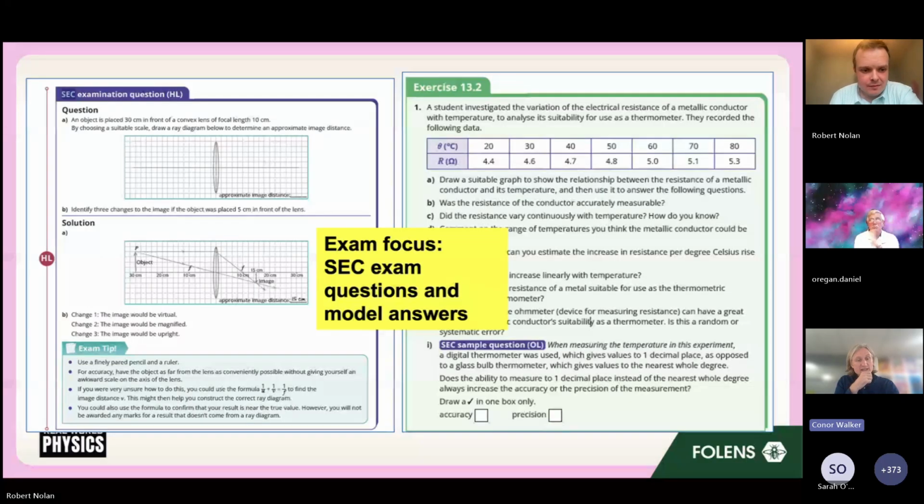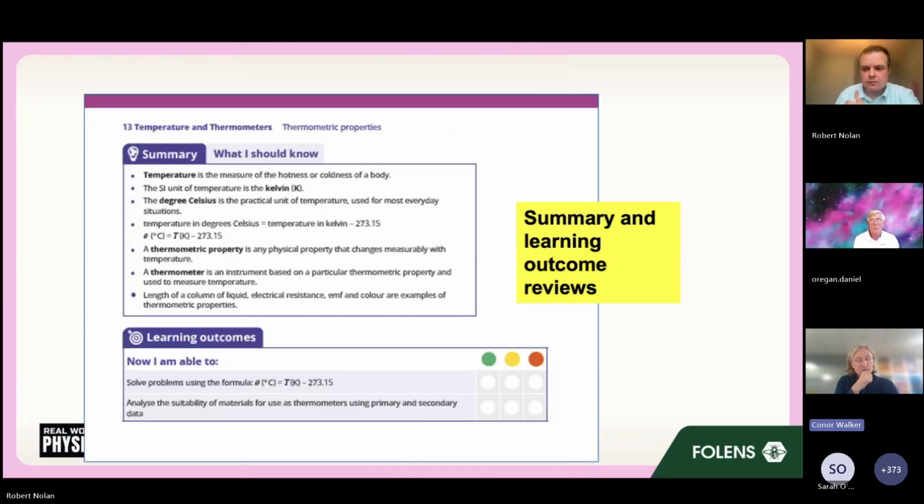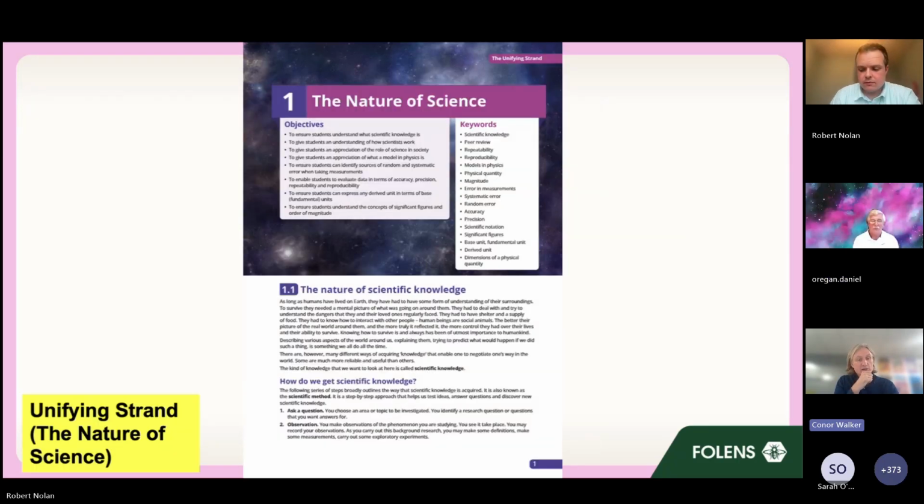We cover within the textbook lots of exam related and exam focused content, and we cover even more of that with the abundance of examination style questions that we have in the exam and assessment guide. Rob, maybe next again. Yep. And you'll be familiar with this, but any higher level only content is marked with those margin markers that you can see marked HL. Okay. And then these are how chapters conclude, with a summary of what I should know, and then importantly, learning outcome reviews for students so that they can assess what they've learned.